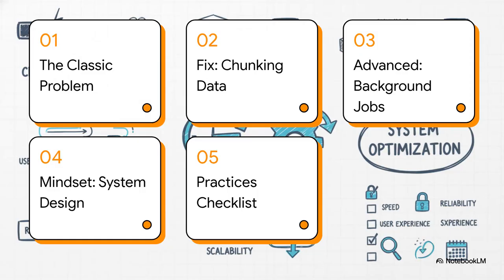Here's our game plan. We're going to start by looking at why this even happens in the first place. Then we'll walk through a quick, immediate fix and a more advanced, robust solution. After that, we'll zoom out and talk about the core mindset for preventing these issues. And finally, we'll wrap up with a super useful checklist you can take with you.